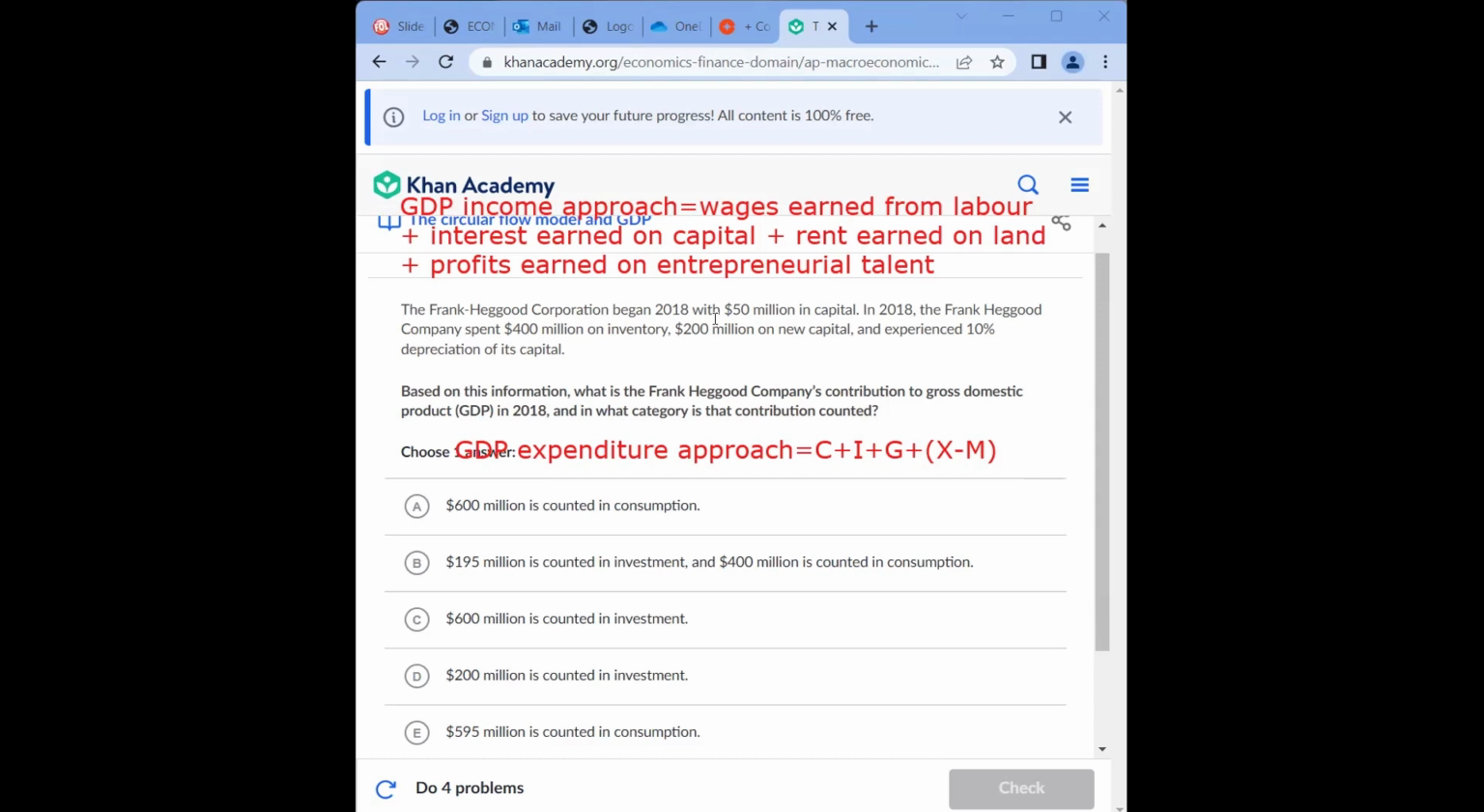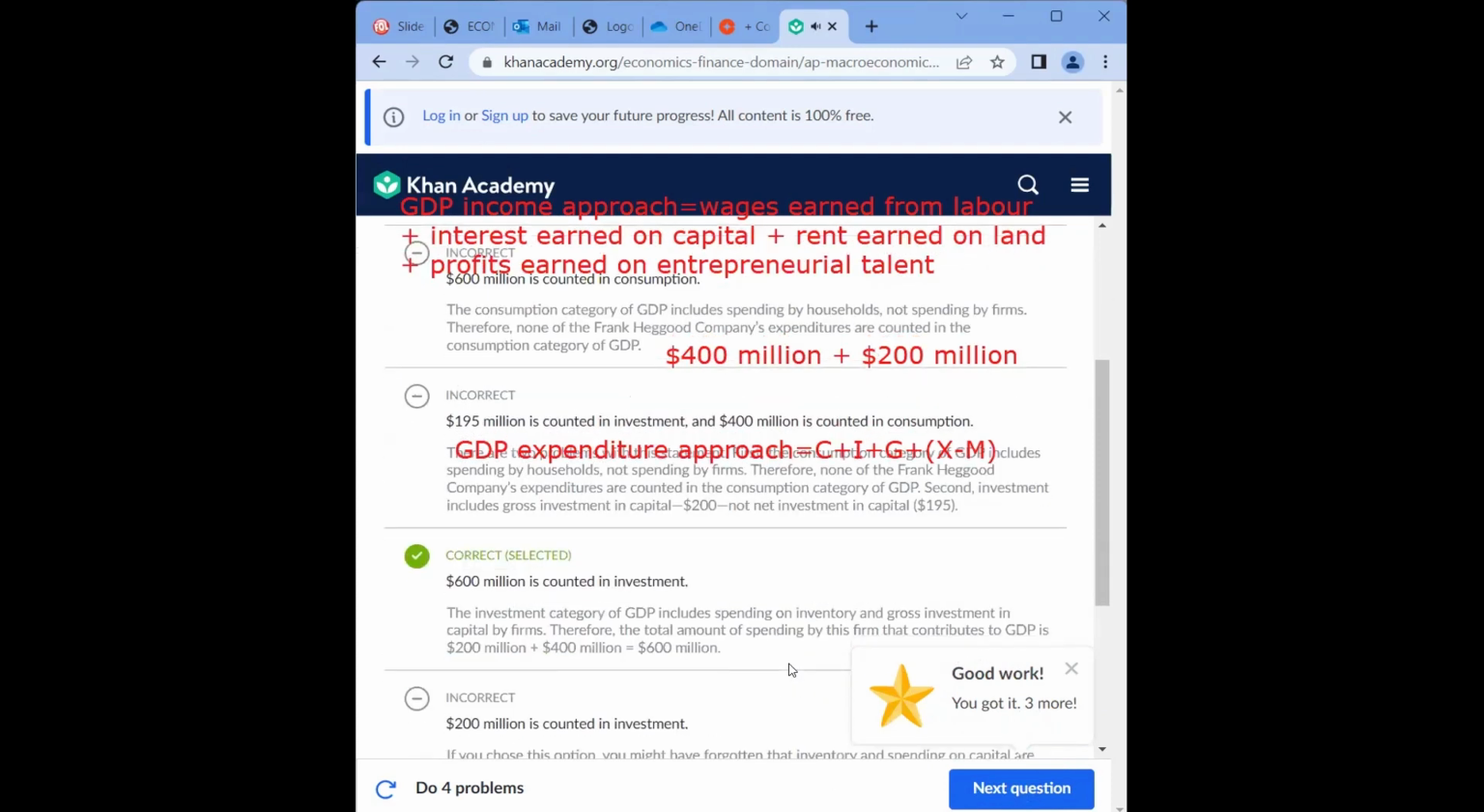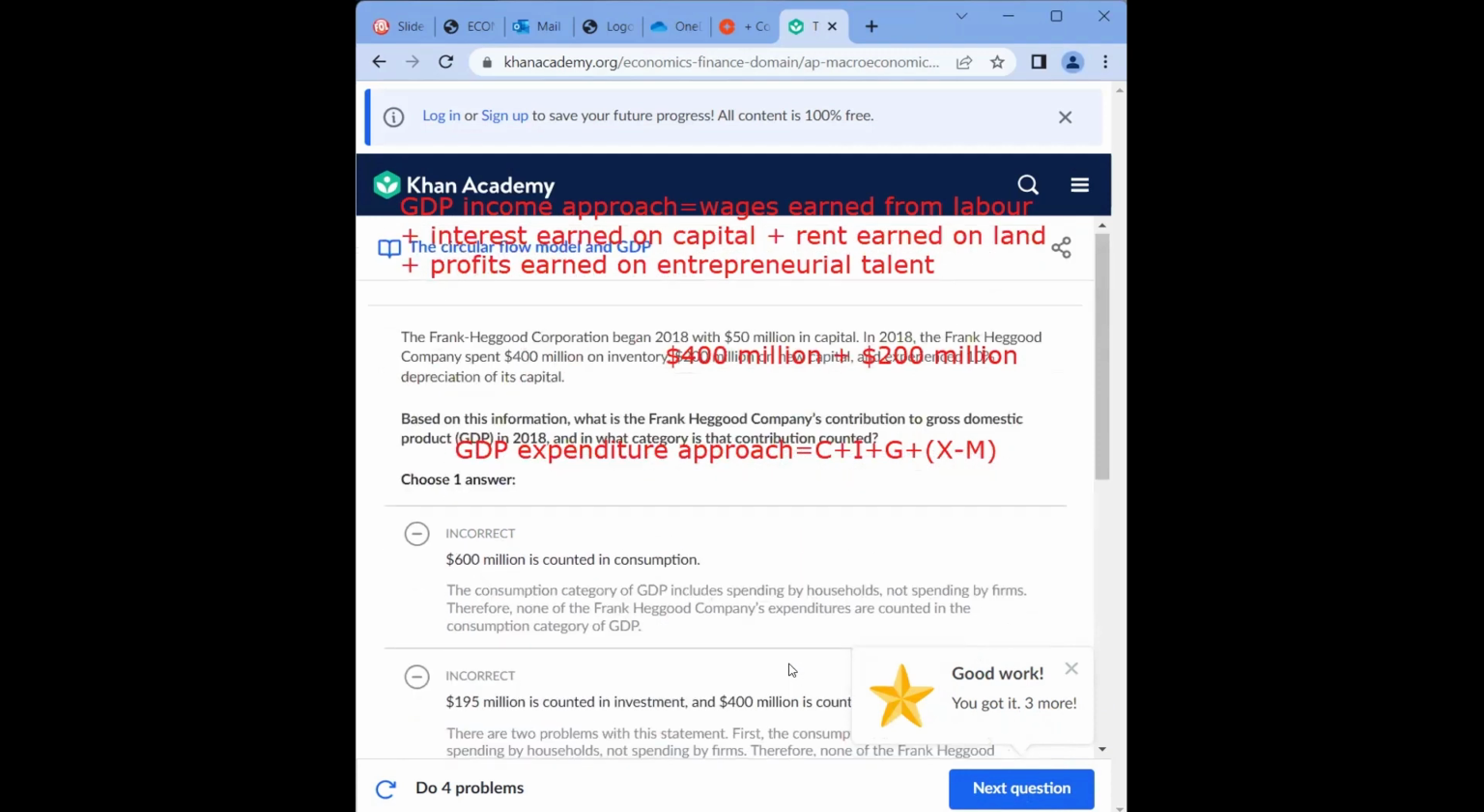Well, technically it will also be an investment because it's investment in labor, right? Yes. So it will be approximately 600 million? Yes, the 400 million plus 200 million. I think you're correct on that. Let's see if that's correct. That is correct. Great job. So the depreciation wouldn't be counted in this. That's a good thing to know. They wouldn't count depreciation. Good job on that one.